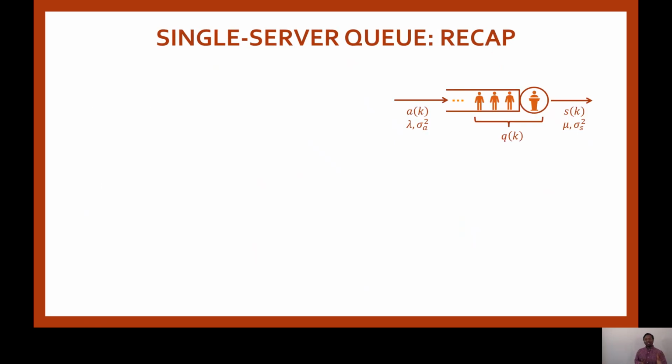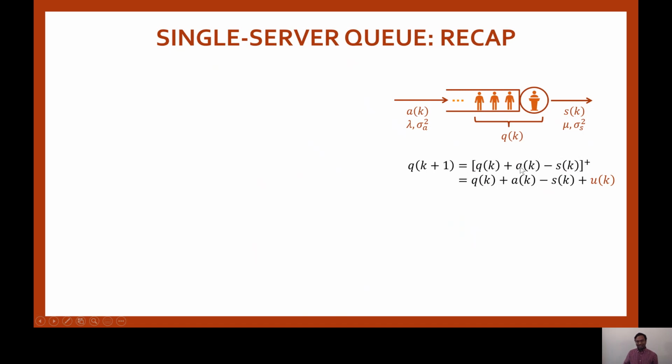And indeed, we actually already looked at these things when we looked at a single server queue. So let me quickly recap what we discussed about a single server queue in part 1. We considered a discrete time queuing system where time is slotted and we have arrivals that are IID, there is service and so on. And we said that the queue length evolves as follows.